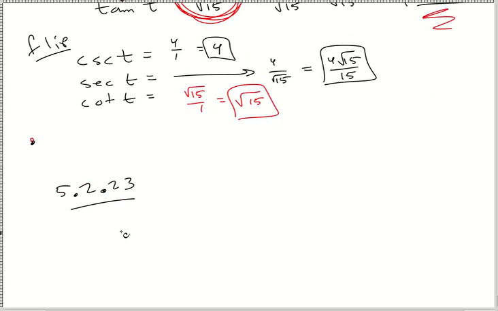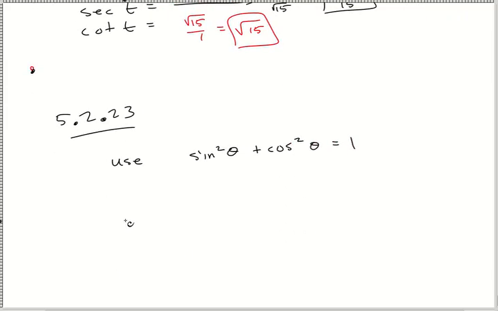5-2-23. It says, use the formula. Use with an E right there. Use the formula. Sine squared theta plus cosine squared theta is equal to 1. And they say sine theta is equal to square root 6 divided by 5. And then they say find the cosine. It's a really great question.